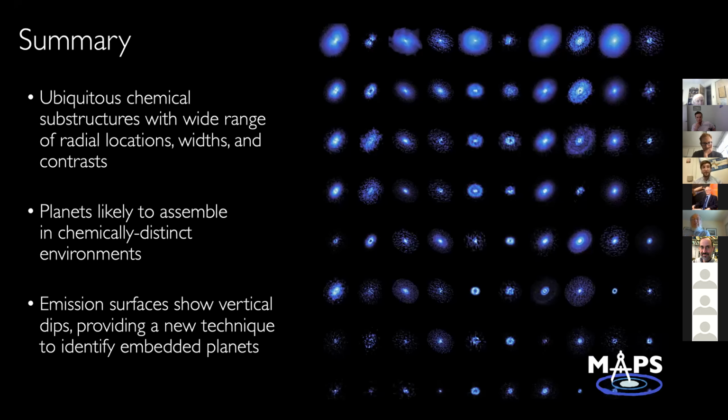Okay, so I just want to summarize what we've learned. We see that we have ubiquitous chemical substructures pretty much at all radii, with a diversity of widths and depths. We see that planets are likely to assemble in distinct chemical environments across these different disks and even within the same disk. And the emission surfaces that we can now map out in the two-dimensional direction might provide us a new technique to identify embedded planets in these disks.